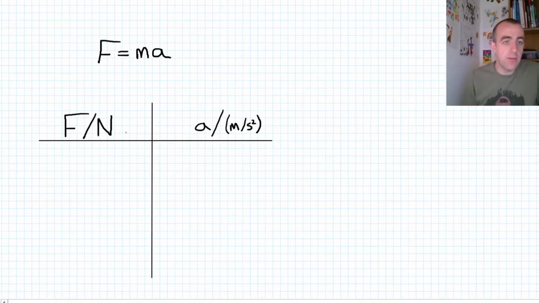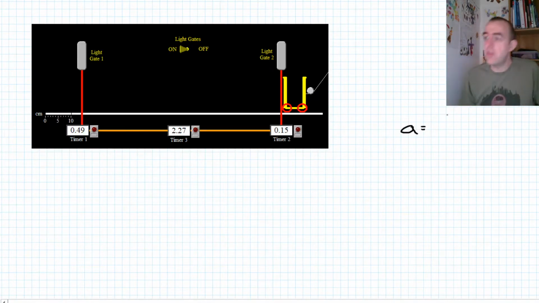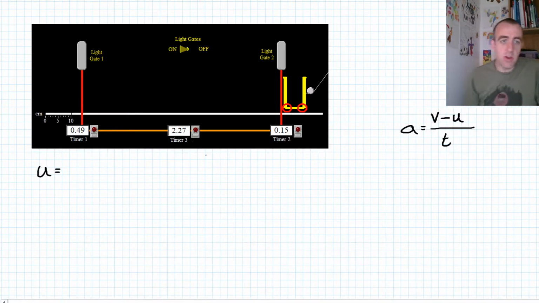Now we can write down our force of 10 newtons easily enough, but what was the acceleration? Well, we'll have to calculate that. The definition of acceleration is the rate of change of velocity. So that's the final velocity minus the initial velocity, all divided by the time between those 2 velocity measurements. The initial velocity at timer 1 is the distance that the car has travelled, or should I say the car's displacement, because we are talking about velocity, divided by how long it took to pass through that light gate.